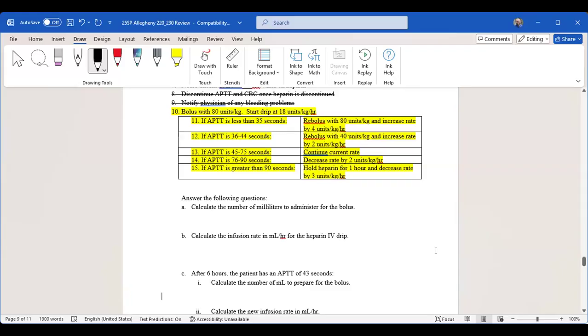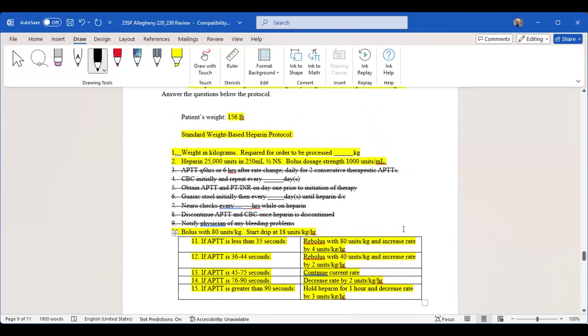All right, so first thing is the patient's weight. I'm going to bring everything down in just a second, but we're going to convert the patient's weight into kilograms. So all I'm going to do is take 156 divided by 2.2. I'm going to get 70.909090. So we're just going to put that at 70.9. Okay.